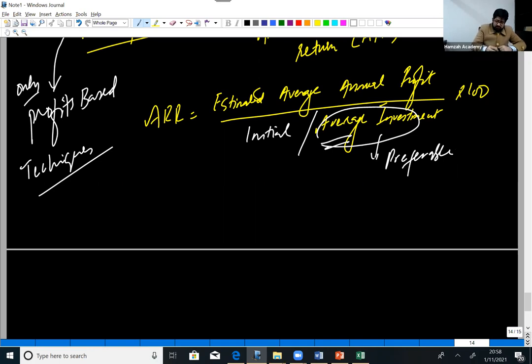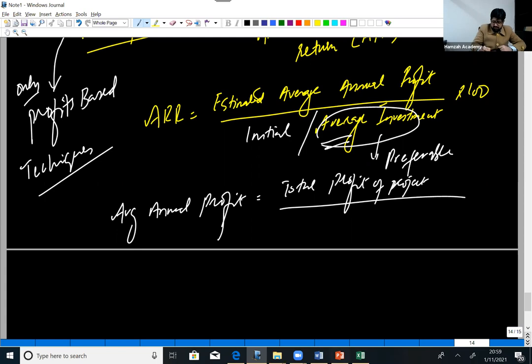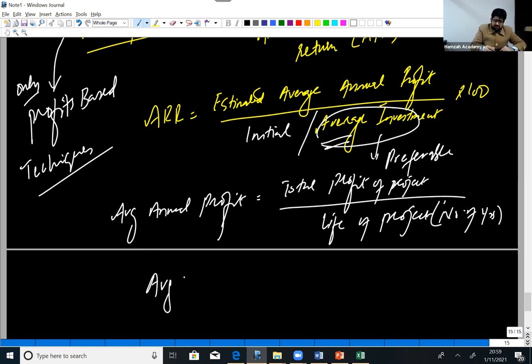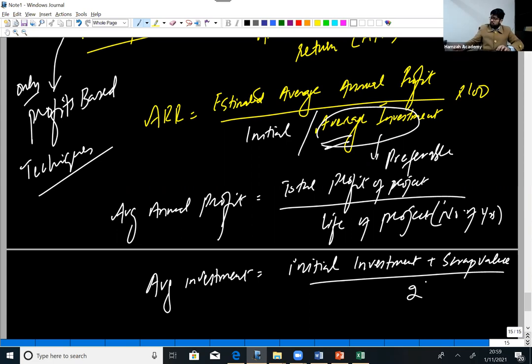So where average annual profit, how is it calculated? Total profit of the project divided by life of the project. Life means total life in years, or number of years. And average investment, how is it calculated? Initial investment plus scrap value, divided by 2. Note down that, we will solve an example.